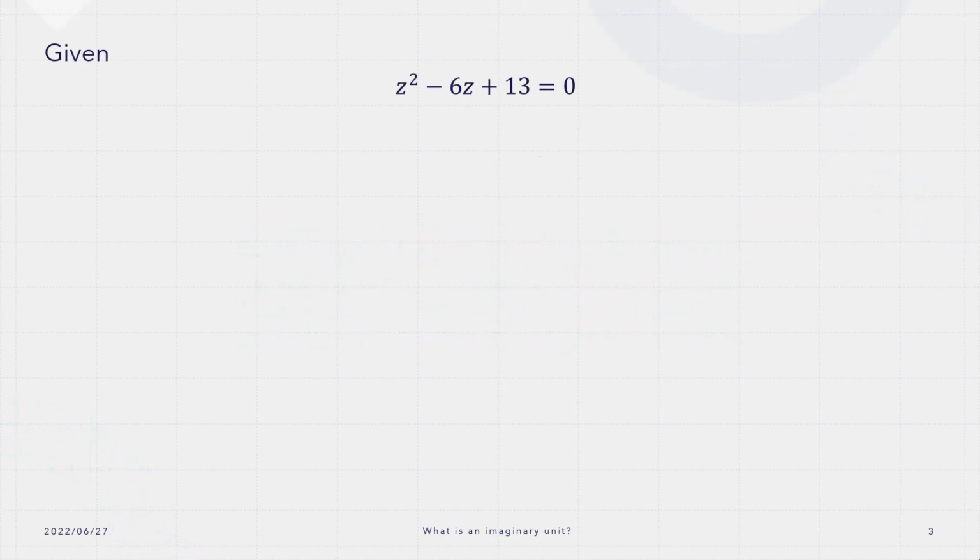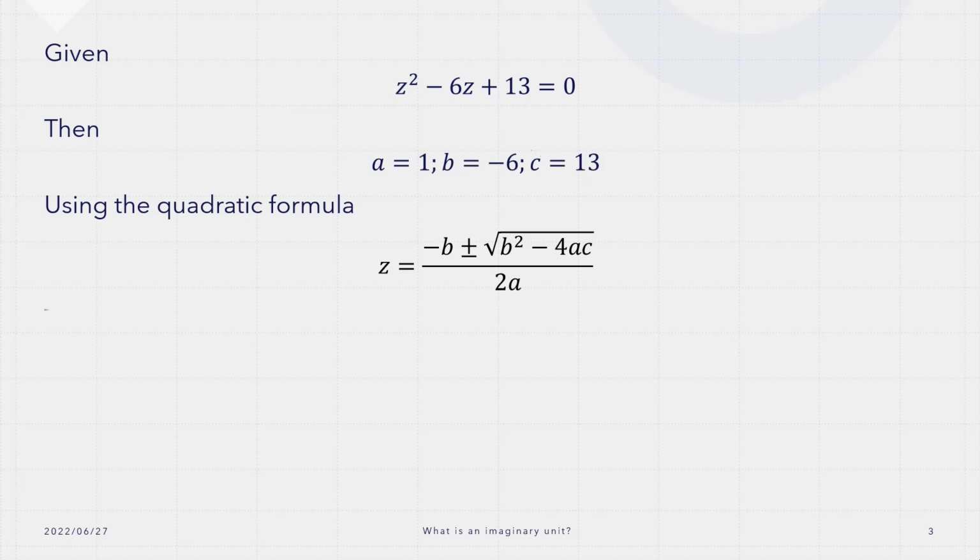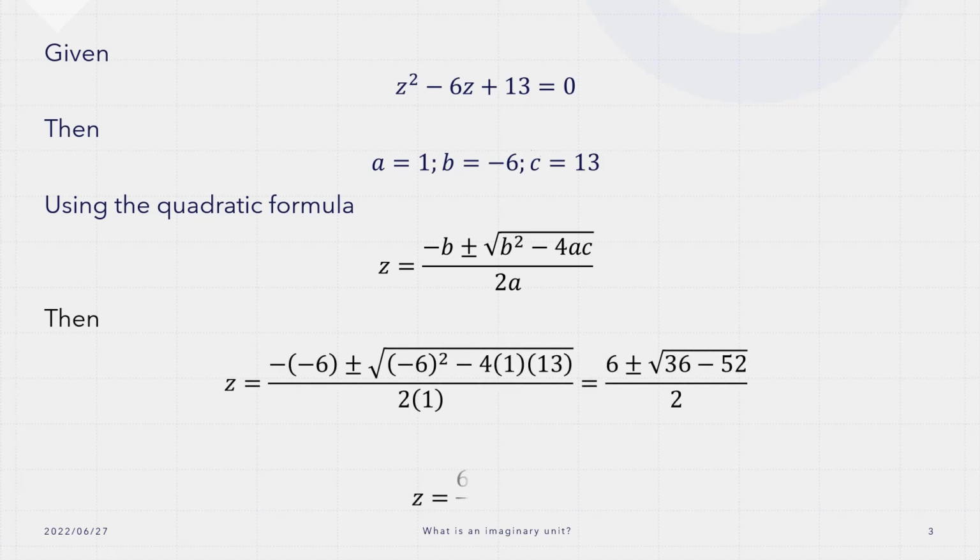Given that z squared minus 6z plus 13 is equal to 0, then I can safely say that a is 1, b is minus 6, and c is 13. Using the quadratic formula, I would be able to obtain that z would be equivalent to 6 plus or minus the square root of minus 16 all over 2. But can you find the square root of a negative number? The answer is no. However, our current knowledge of math allows us to do some math magic.